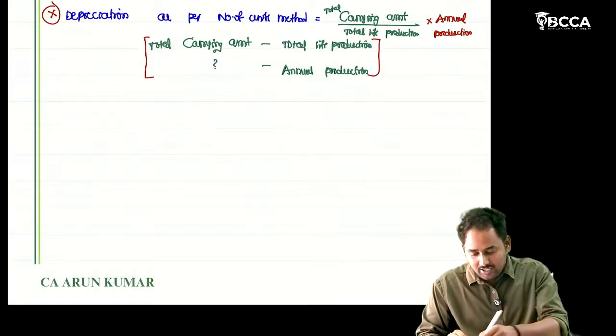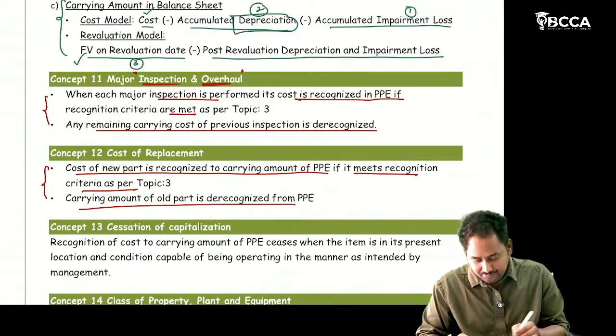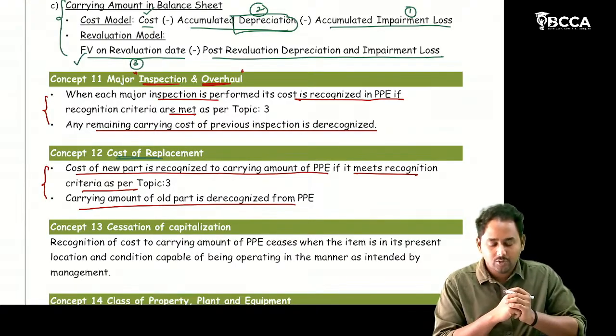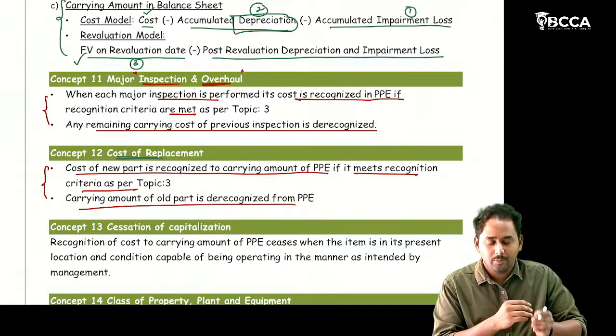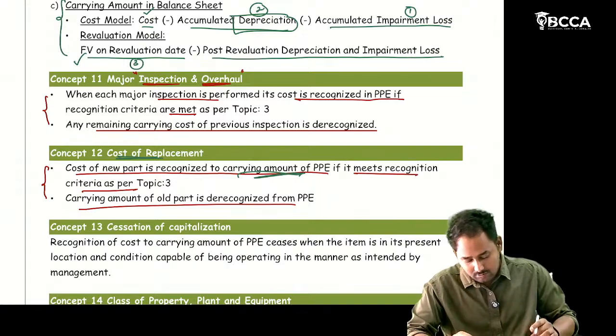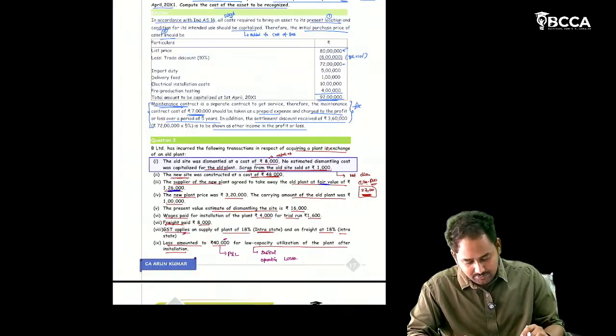This is the thing they have given here. That is called cost of the replacement. So with this replacement, the cost of the new part should be recognized as a part of the carrying amount of the PPE. Then let's see the problems.